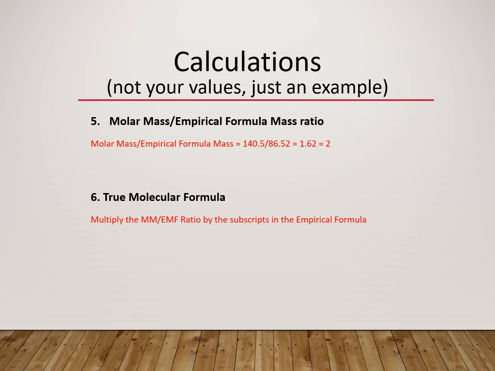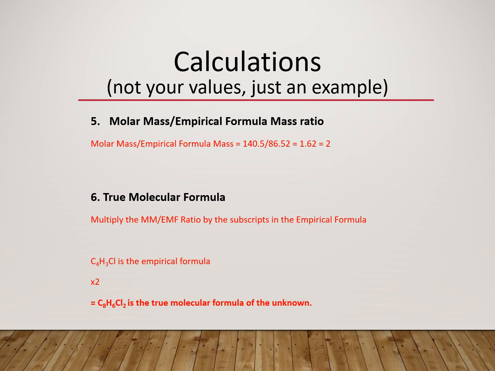And then all you have to do to find the molecular formula of your specific gas is multiply that ratio by those subscripts in the empirical formula. So we have our empirical formula that we figured out a couple slides ago, and our ratio was 2 that we calculated. So I'm multiplying each subscript by 2. So now instead of 4 carbons, we now have 8. Instead of 3 hydrogens, we have 6. And chlorides, we have 2. So that is the true molecular formula of our unknown.